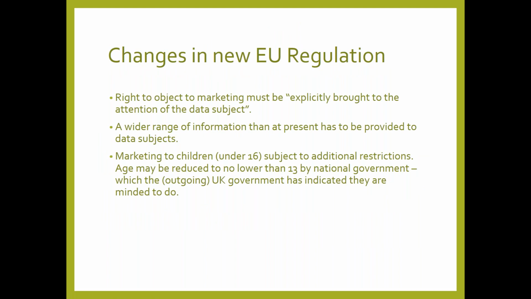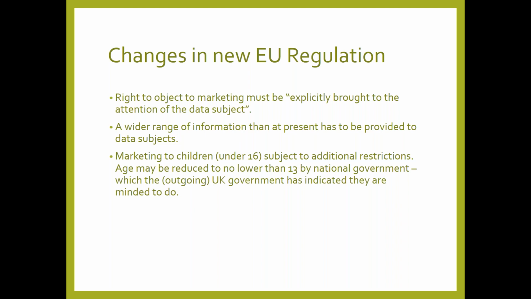So that's what the Information Commission has been looking at. Now, if we look at the GDPR, the new EU regulation, when it talks about marketing, some of the things it says are that you have to be more explicit to people about their right to object to marketing. You have to give a much wider range of information to people than we do at present. And marketing to children is subject to additional restrictions. Now, GDPR says the age is under 16. It can be reduced by the national government to, as long as it doesn't go below 13, and there's an indication that that might happen.